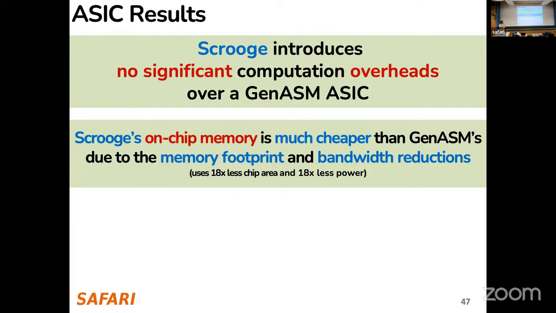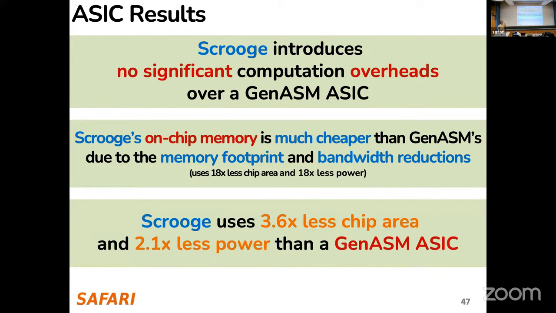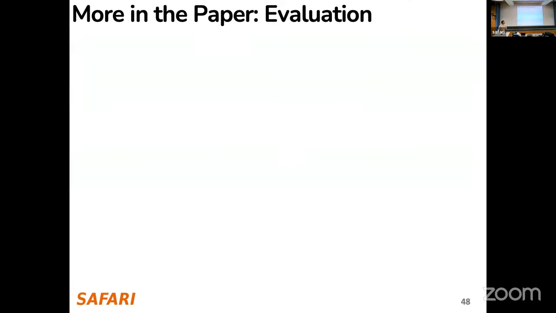Now the on-chip memory becomes significantly cheaper. Turns out it's 18x less area and power to keep all the information in Scrooge than what it costs in Genasm. So the memory is really what makes this much more efficient now. Memory cost was the majority in Genasm. Now it's a small part of it. So overall, we get a 3.6x smaller chip area and 2.1x less power consumption.